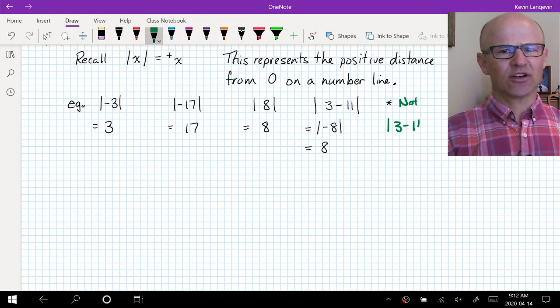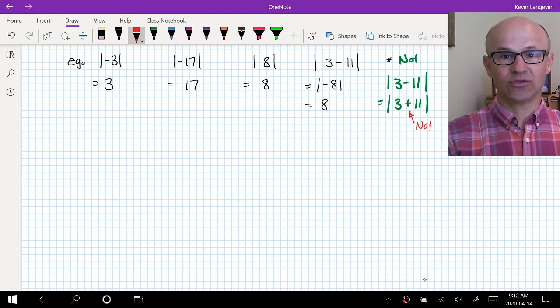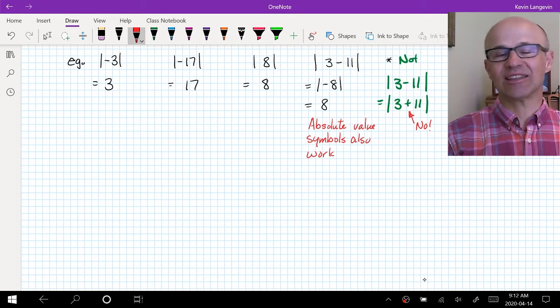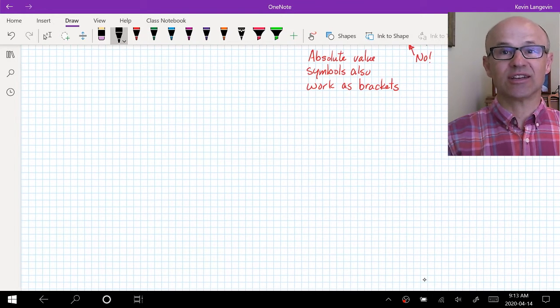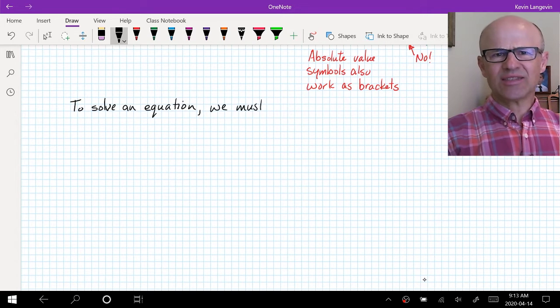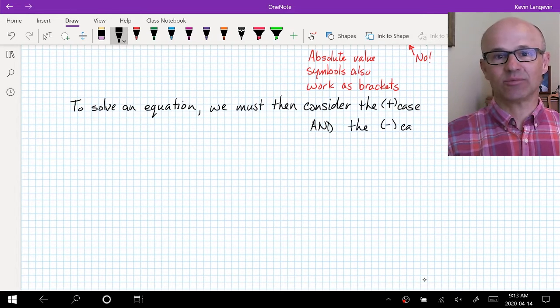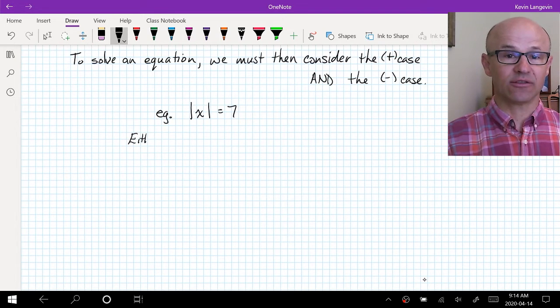And in particular, we need to be careful and recognize that absolute value lines act the same way as brackets do. So in my last example, I'm showing that I have to do what's inside the absolute value lines first. To get 3 minus 11 is -8, take the absolute value of that result. So because of that, to solve an equation, we need to consider that there are always two possibilities. Either the piece inside the absolute value is positive, or the piece inside the absolute value is negative.